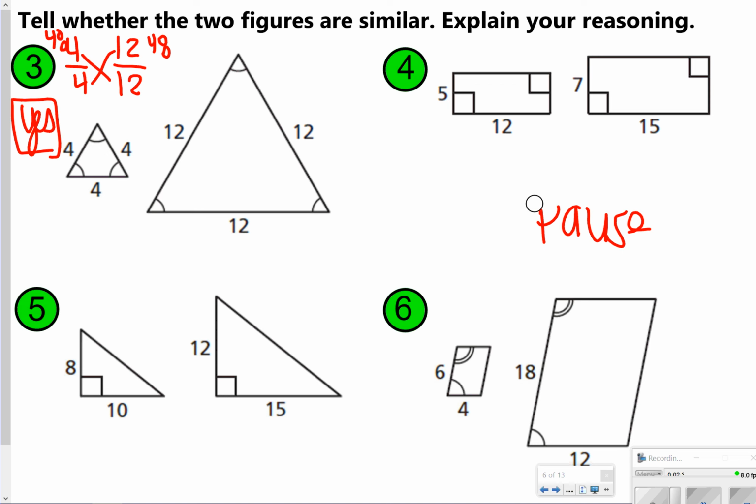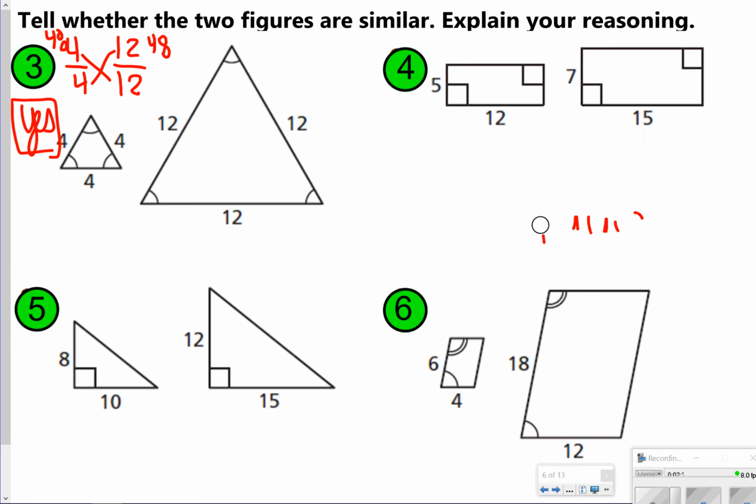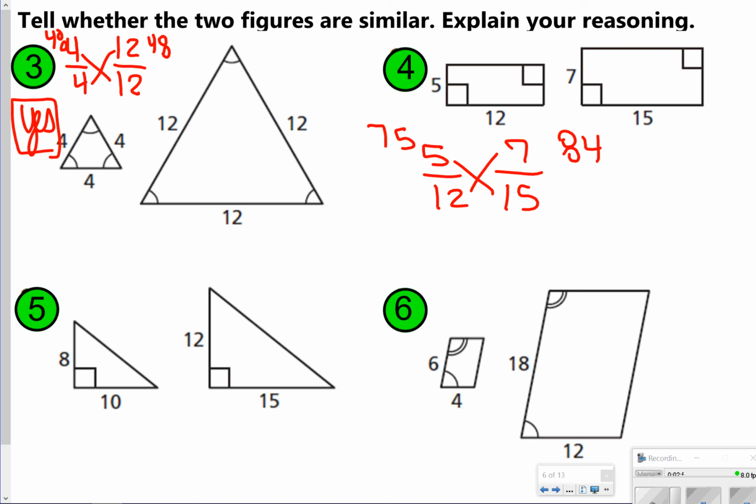Okay, number 4 looks a little bit different. What I did first was take 5 over 12 and 7 over 15 and then cross multiply. I know that 12 times 7 is going to give me 84, but then 5 times 15 gives me 75. These are not similar because they're not proportional.